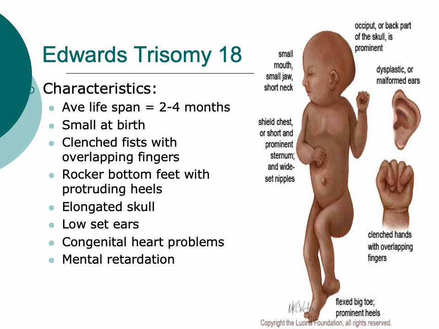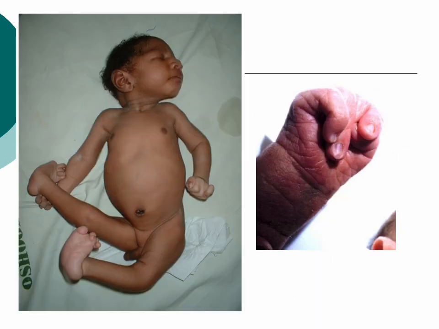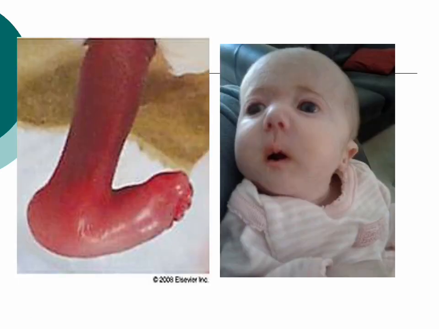They are small at birth. They have clenched fists with overlapping fingers, rocker bottom feet with protruding heels. Again, the talus is enlarged, as you can see here. You have rocker bottom feet. You have an elongated skull with low set ears with congenital heart problems as well as mental retardation. So this illustration shows you the rocker bottom feet of an individual with Edwards syndrome.